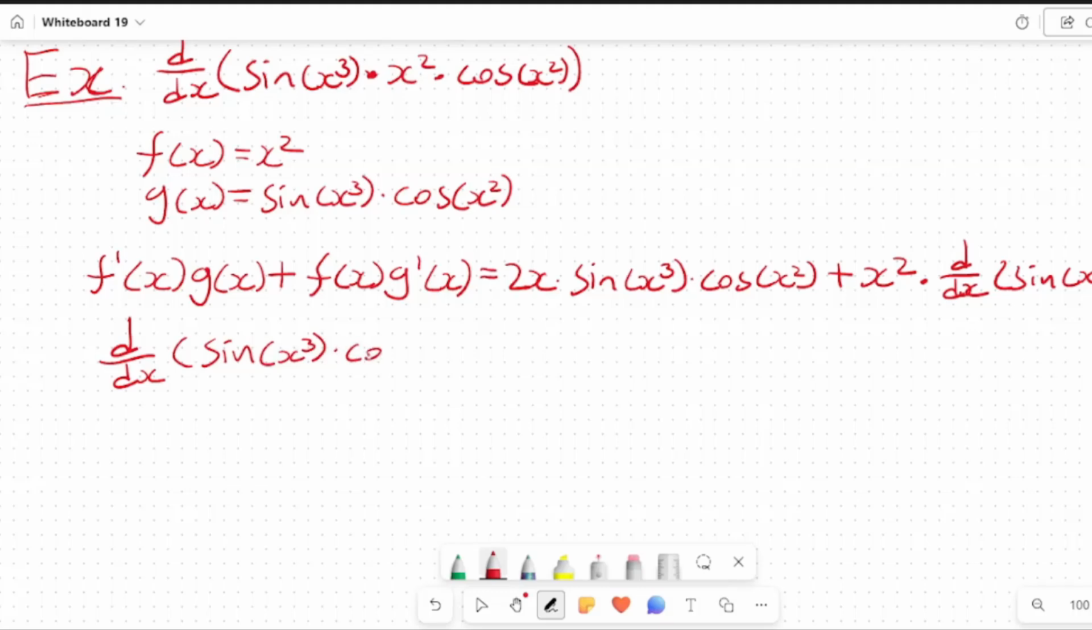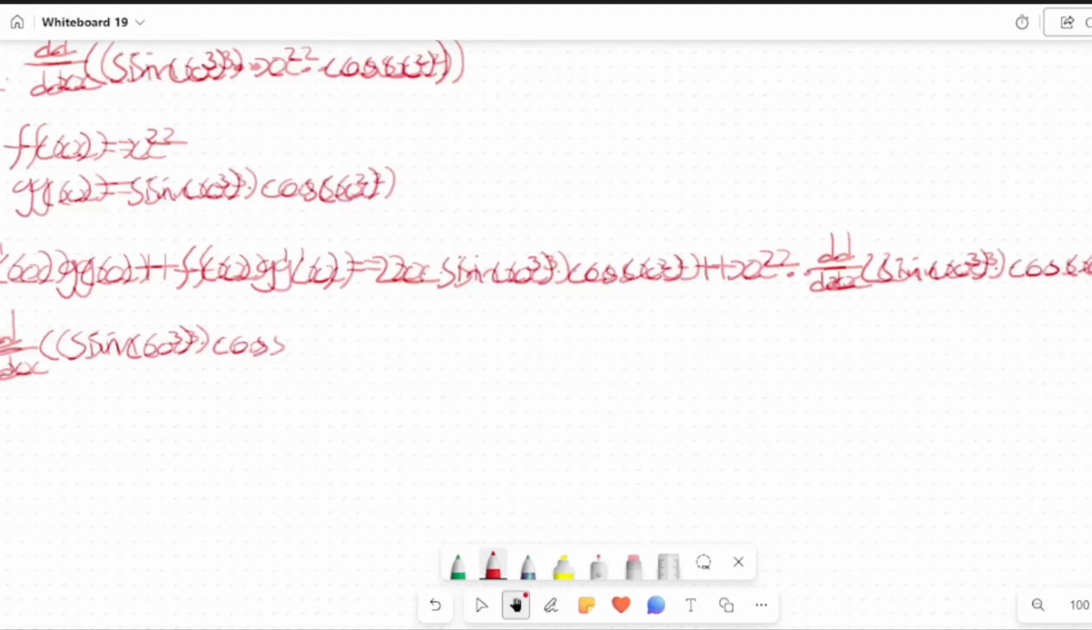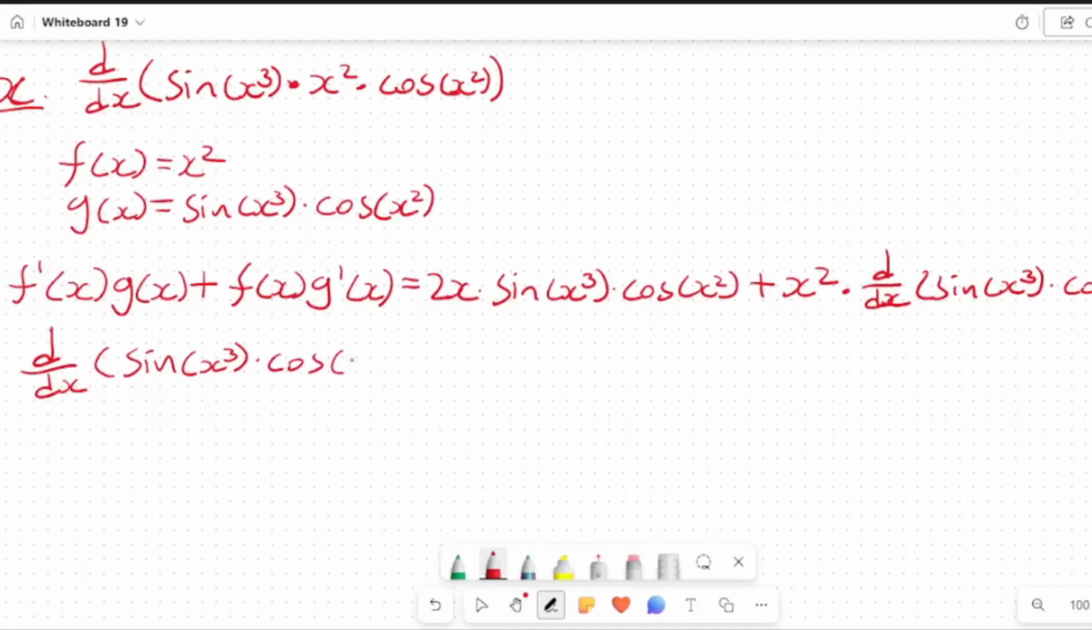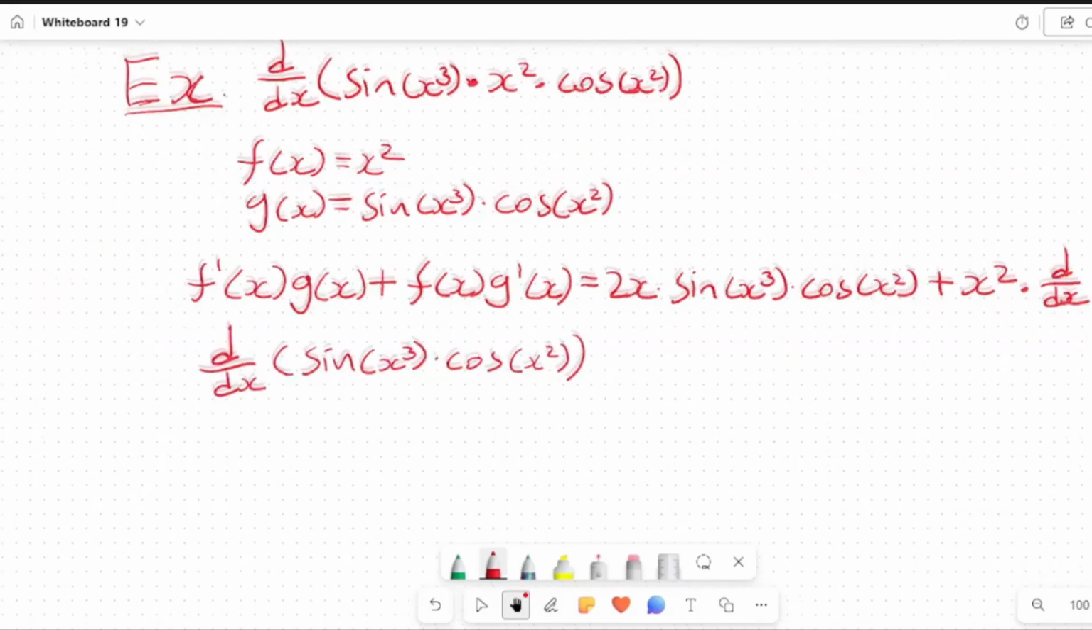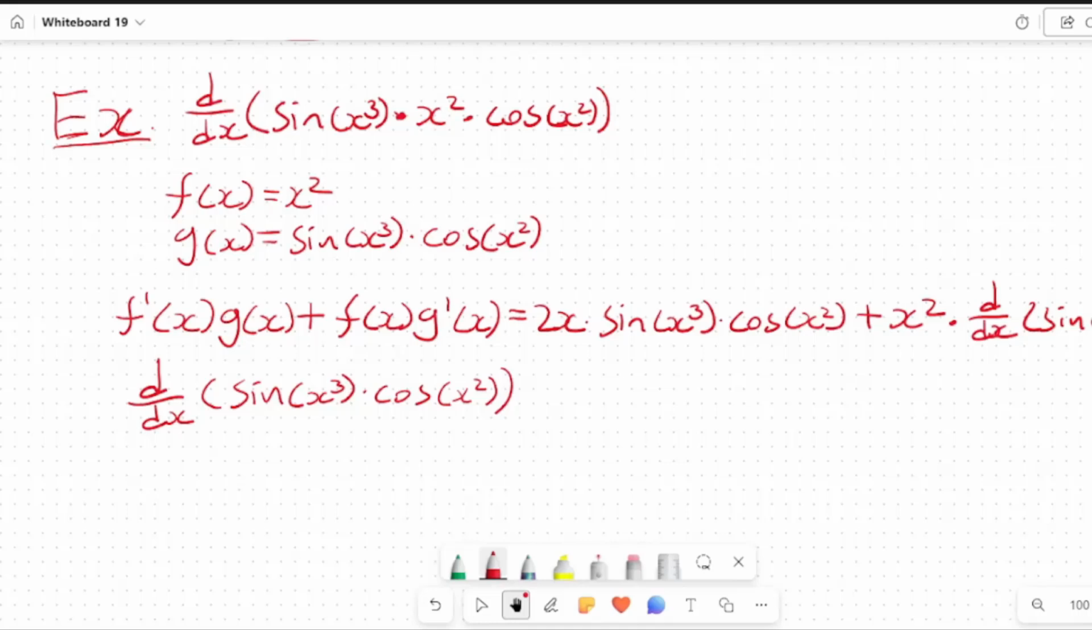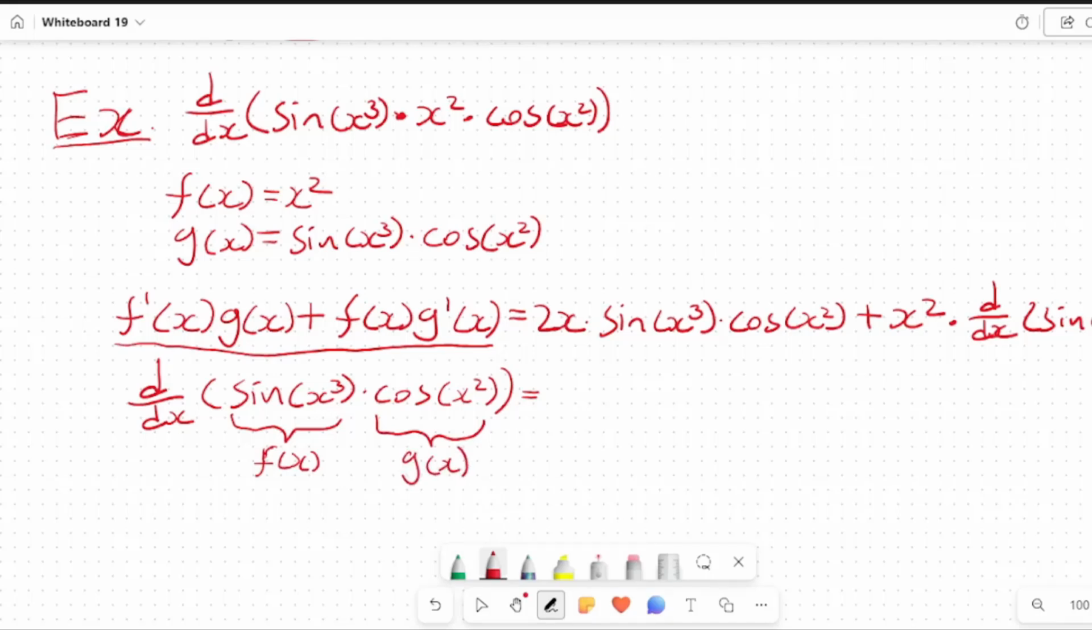So d over dx of sine of x cubed multiplied by cosine of, what was it? Cosine of x squared. So here we have it, and we'll just use our product rule again. In this case, I'm just going to call this f of x, and this is going to be our g of x. And we can just apply the rule.